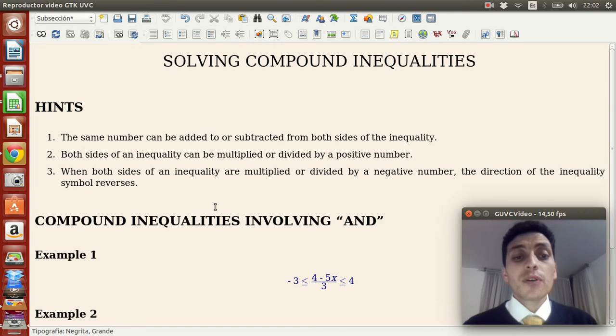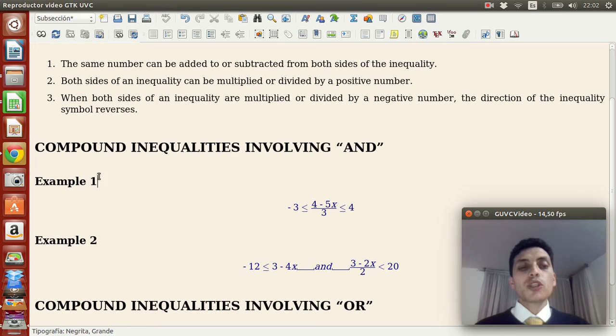And remember, for inequalities, if you multiply or divide by a negative number, you have to change the direction. The inequality symbol reverses. Change the direction of the inequality. So let's see how it works.